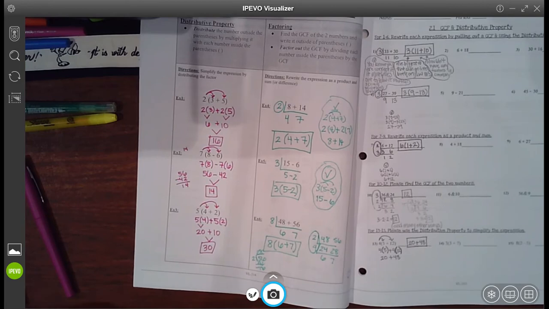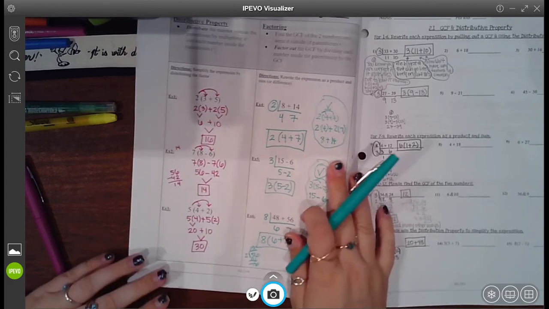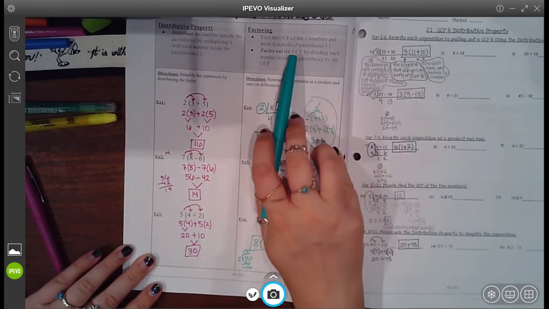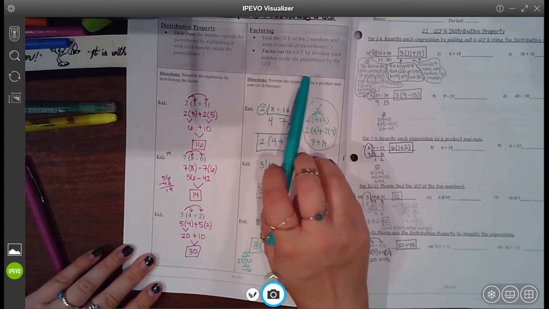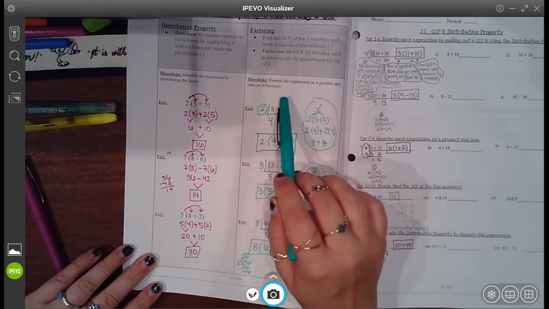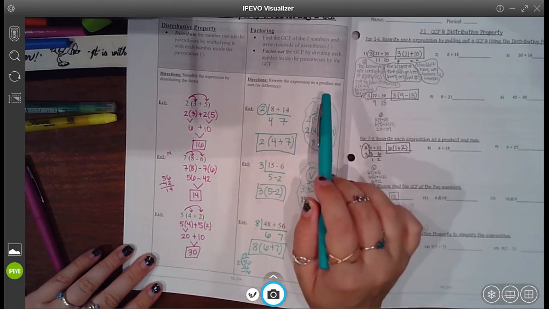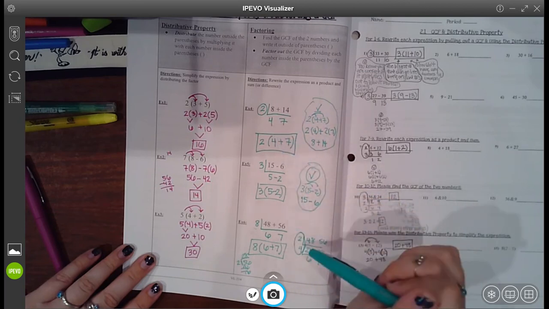Congratulations, my little mathematicians. You just mastered these two sets of directions when they say factoring out a GCF and then using that to rewrite the expression as the product of a GCF and a sum or difference.